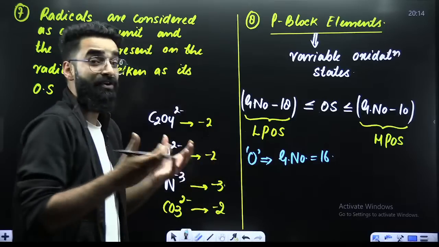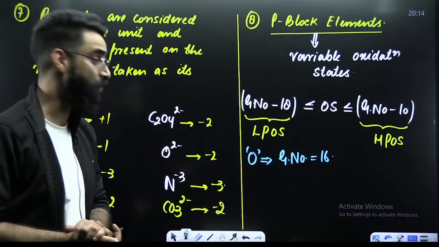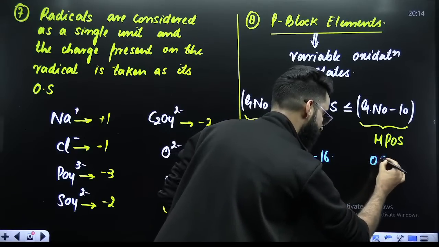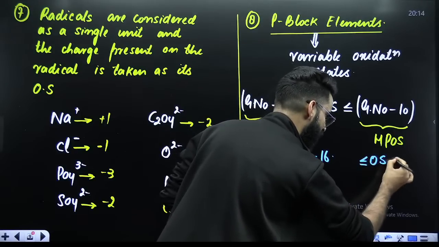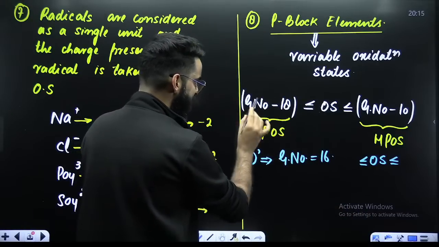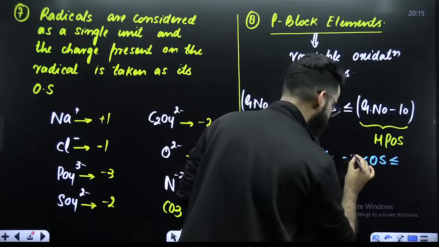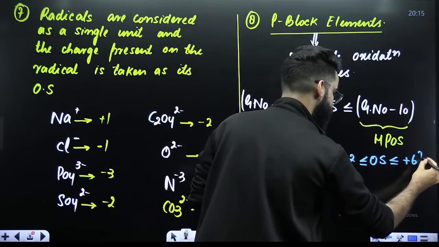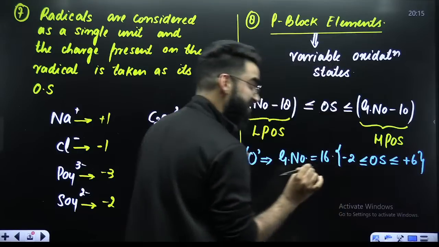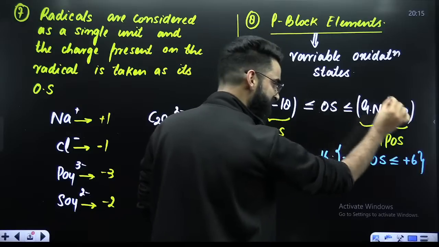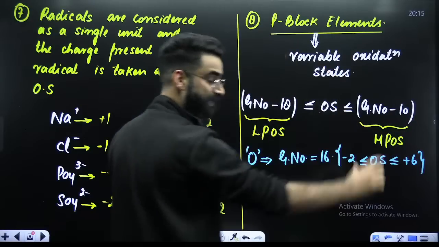Now, what is the range of oxidation states which oxygen shows? The oxidation state of oxygen will be greater or equal to group number minus 18 and less or equal to group number minus 10. What is the group number? 16. So 16 minus 18 comes out to be minus 2. 16 minus 10 comes out to be plus 6. So the lowest possible oxidation state which oxygen can show is minus 2. The highest possible oxidation state that oxygen can show is plus 6.